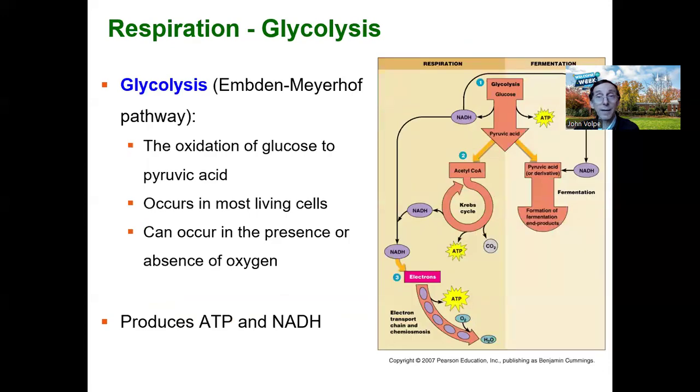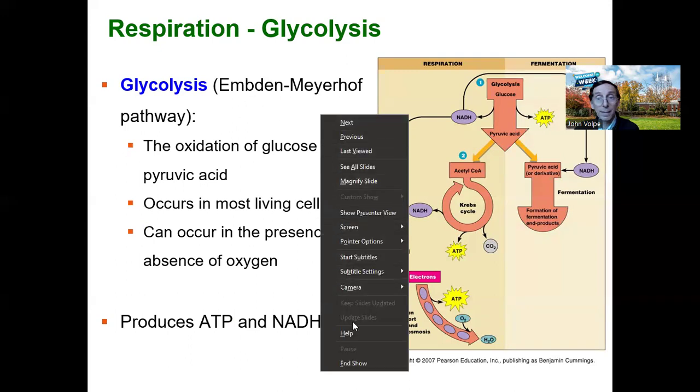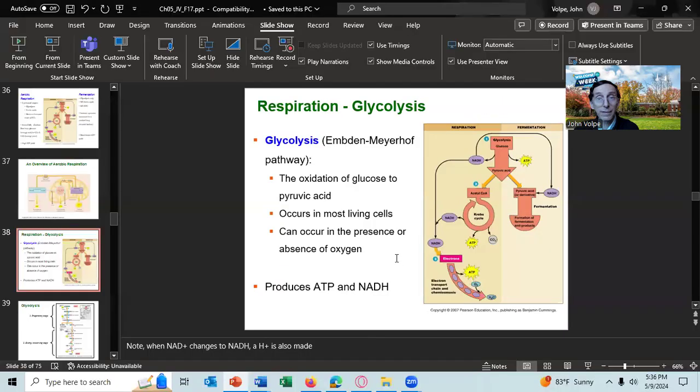All right, the first step of aerobic respiration is glycolysis. And glycolysis has another name, which I don't use, the Embden-Meyerhof pathway. It's the oxidation of glucose to pyruvic acid. This reaction occurs in most living cells. It can occur in the presence or in the absence of oxygen. It does produce a little ATP and some NADH.